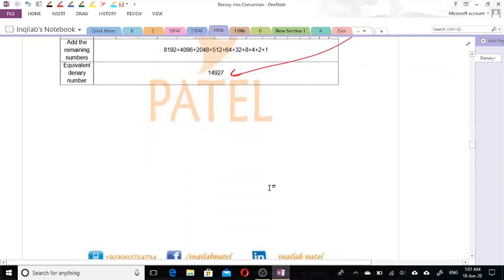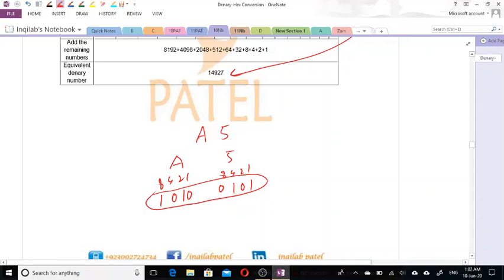Like here, suppose a hexadecimal number is given: A5. We write down A and 5 separately. We write down 1 2 4 8, 1 2 4 8. A equals 10, so 8 plus 2 equals 10, and the remaining places are zeros, and 5 means 4 plus 1 is 5. Then we convert this binary number into denary.